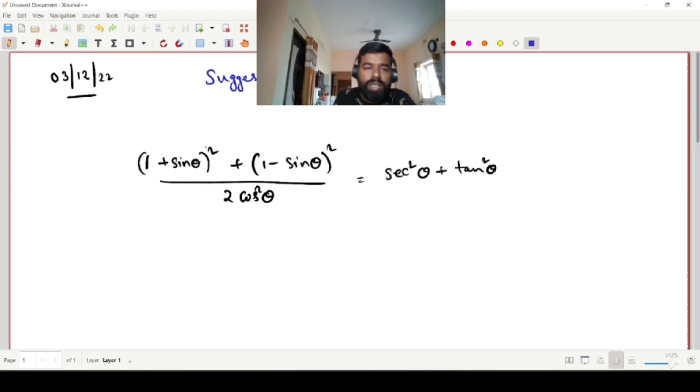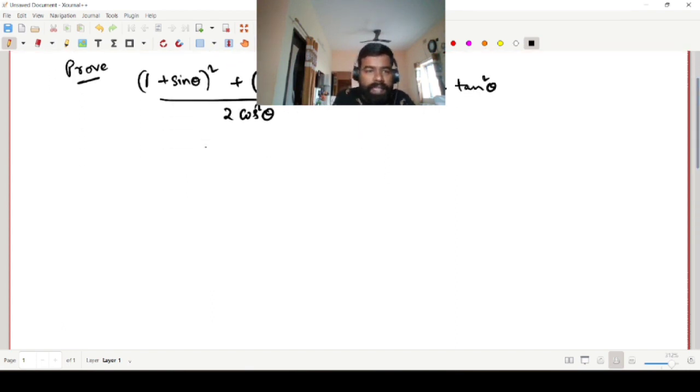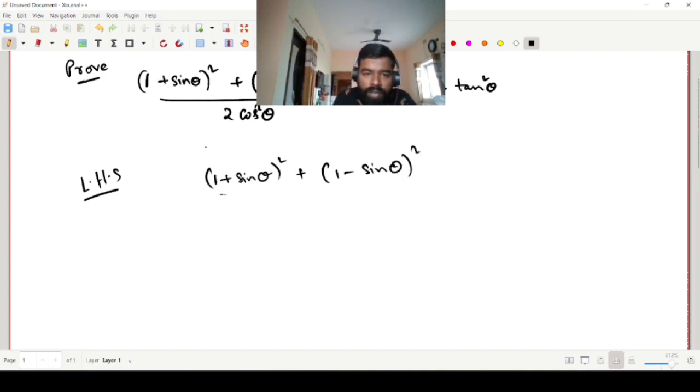So the first question is (1 plus sine theta) whole square plus (1 minus sine theta) whole square, divided by 2 cos square theta, which is equal to this, and we need to prove this. Okay, this is a proof. So let us do. We'll take the left hand part of the proof, that is (1 plus sine theta) whole square plus (1 minus sine theta) whole square all divided by 2 cos square theta.